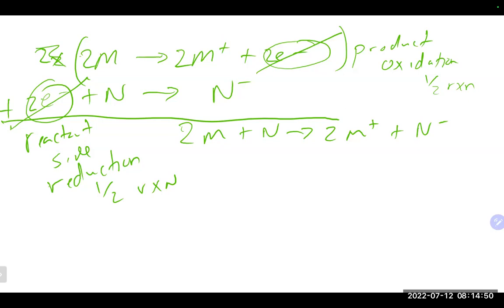We also saw that you could write a net ionic equation as well for a redox reaction. You will typically have probably just maybe one spectator ion that's happening.